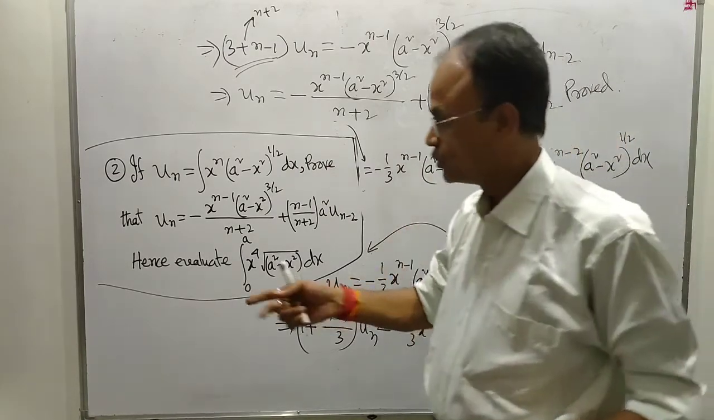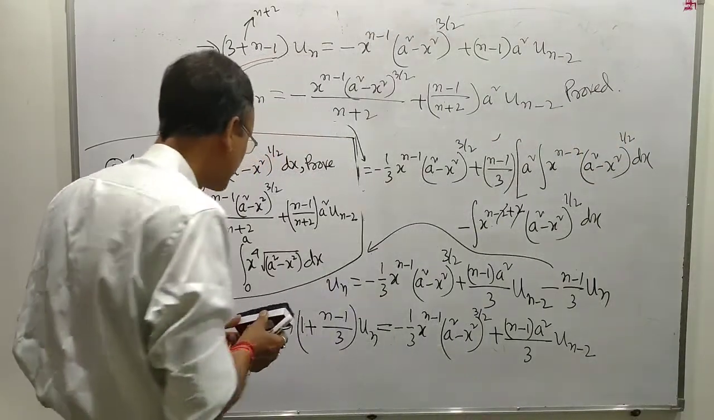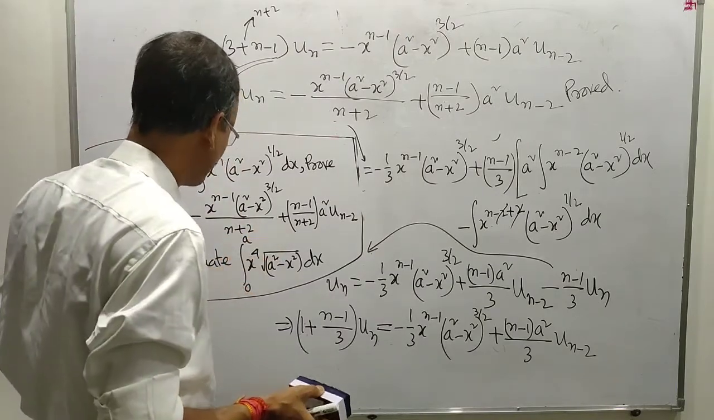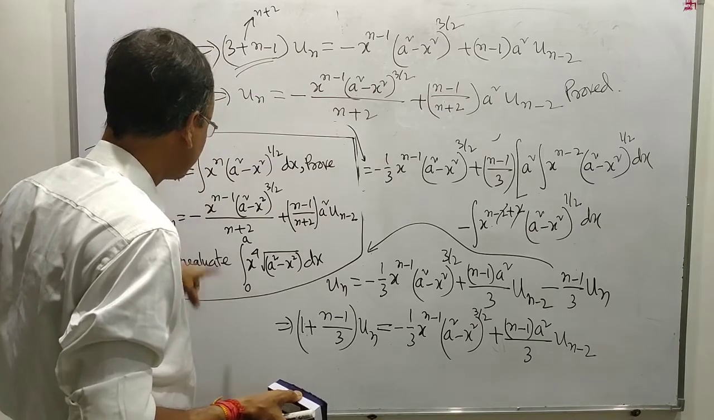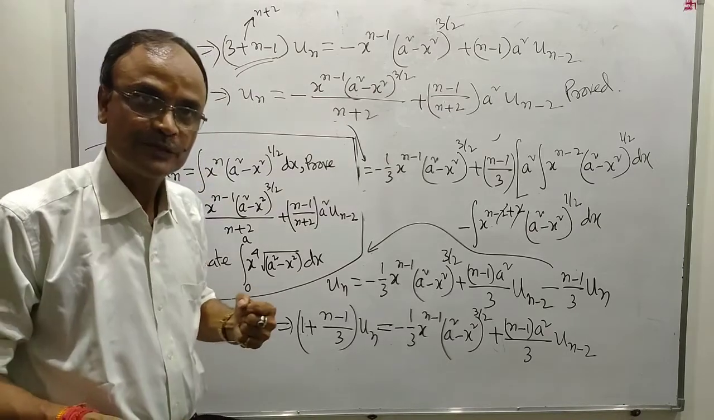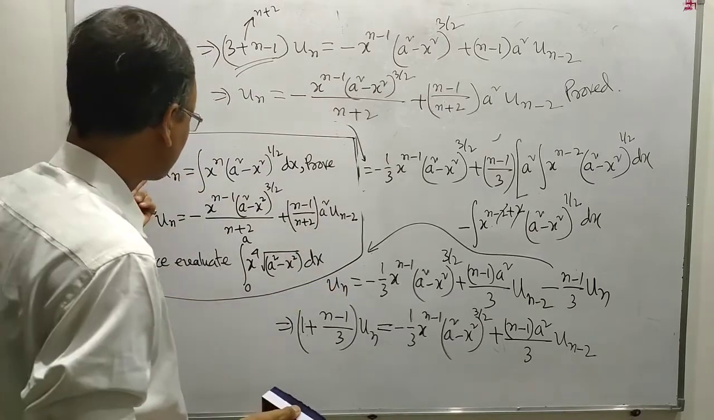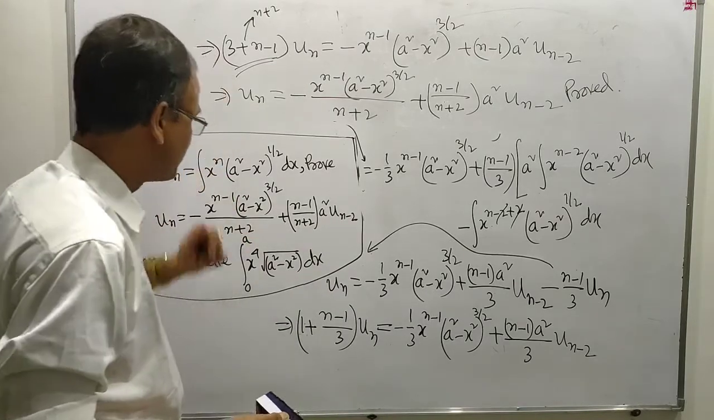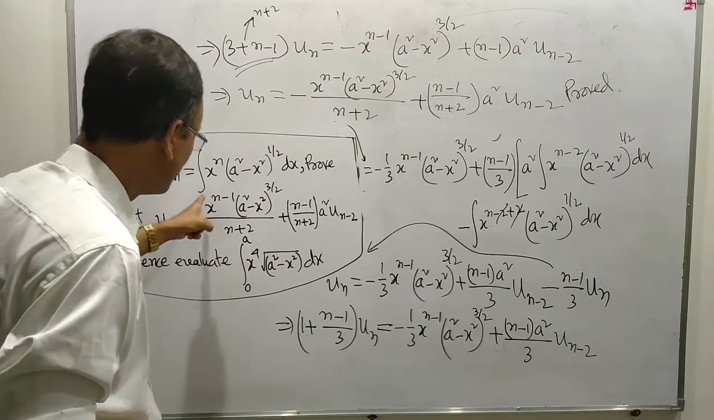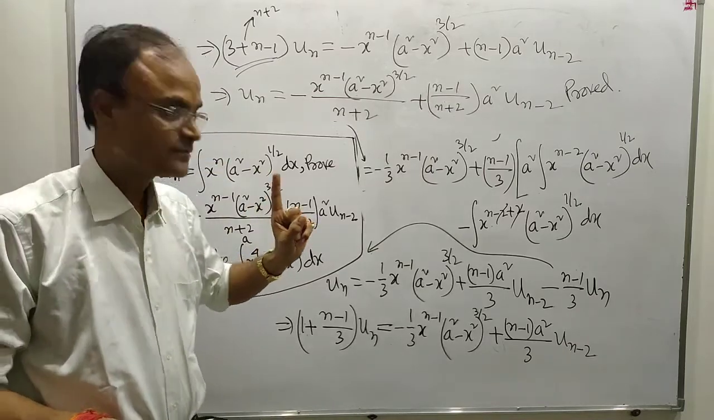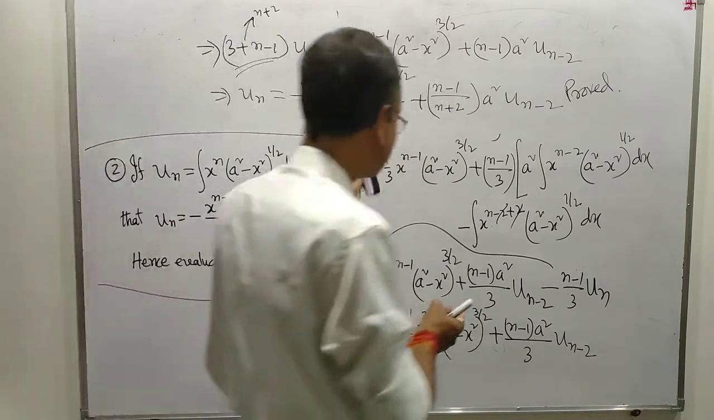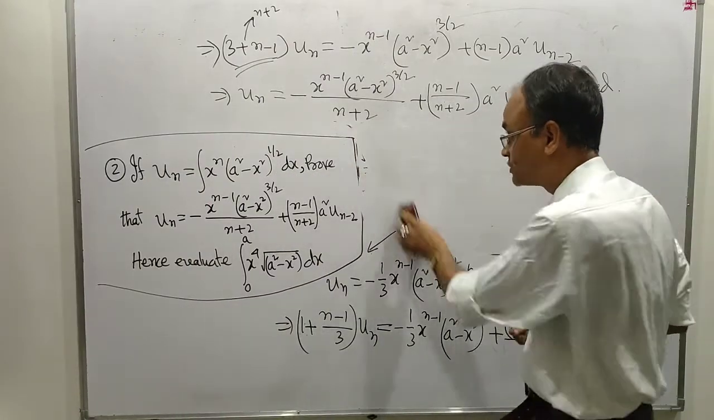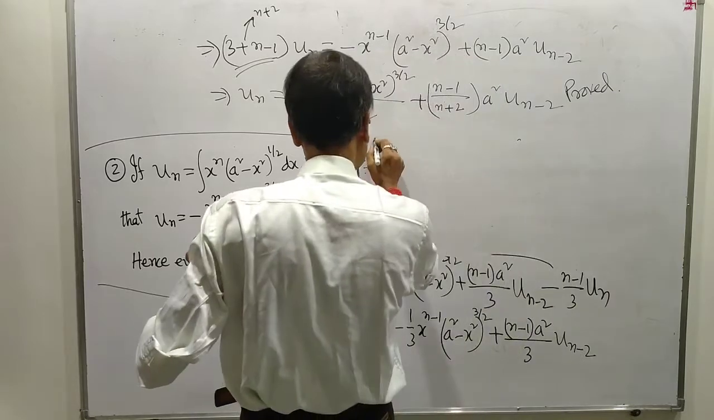Now, I am going to find the second part. Just as the previous question, just take the limit from 0 to a. For the indefinite integral we have established this. If un equal to 0 to a, then what will happen? Let's see. Let us suppose that.